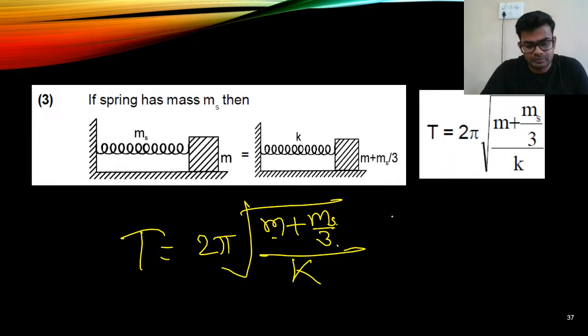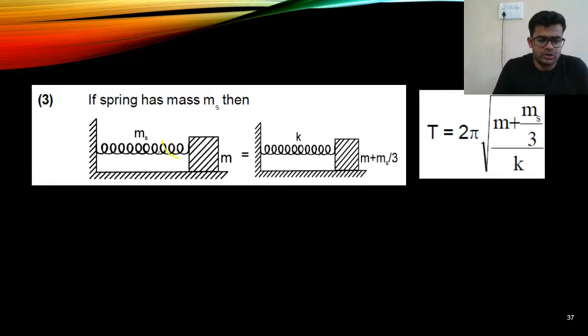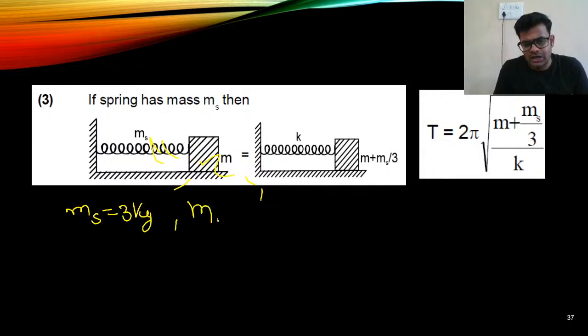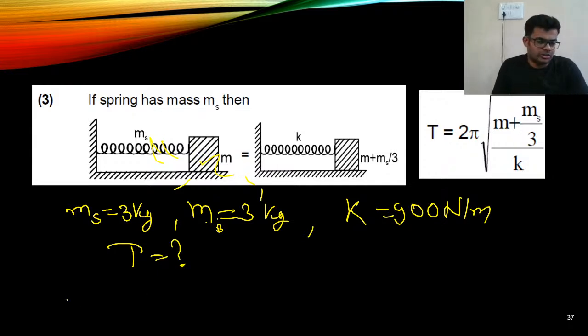Okay, that's all. So let's say I have a question for you. So I'm just deleting this and I'm asking you a question. Let's say mass of the spring is 3 kg. Mass of the block is 3 kg. After that it is given that the spring constant is 900 newton per meter. Then what will be the time period? This is the question I am asking you.